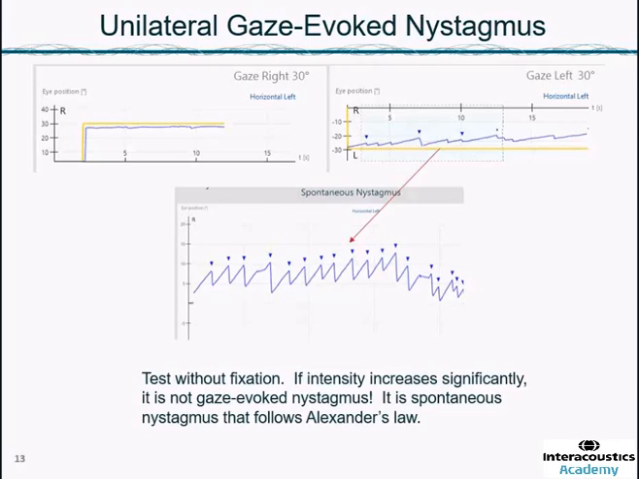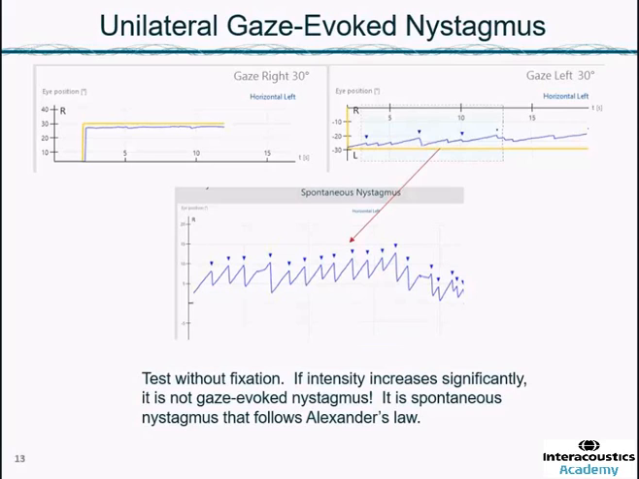And when you look in the direction of the fast phases, the intensity of the nystagmus is the greatest. So that's when the patient is looking to the left, the left beating nystagmus has the greatest intensity. So when we look at the difference between what happens without fixation and what happens with fixation, you can determine that this is a form of a spontaneous nystagmus and not necessarily a central abnormality.